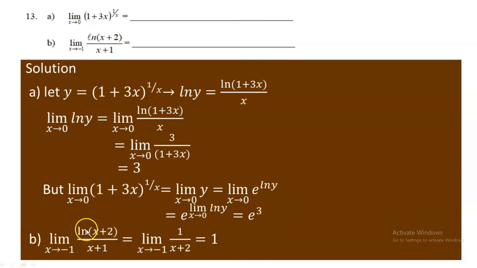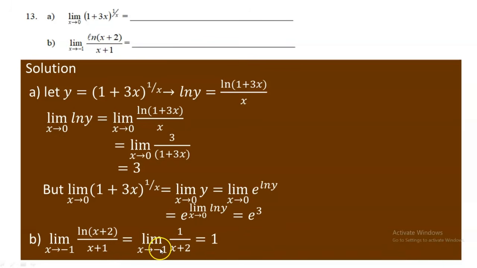So this is going to be the limit as x approaching to minus 1 of, let's now find the derivative of ln of x plus 2. So the derivative of ln of x plus 2 is 1 over x plus 2. And here the inner one is x plus 2, so its derivative is 1. And again, when you derive x plus 1, it is 1. So no need of worry about that. So we are left with this.